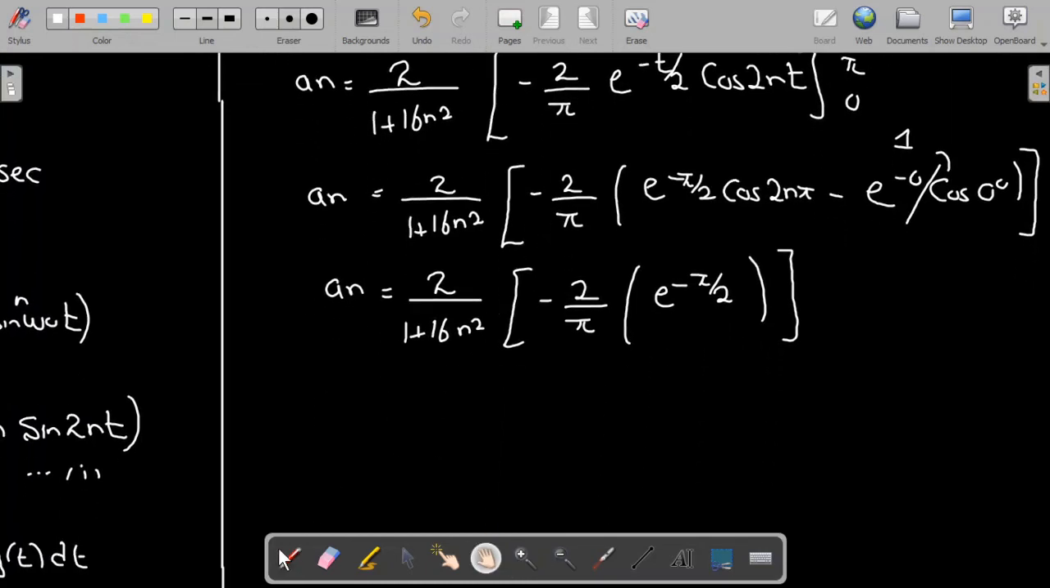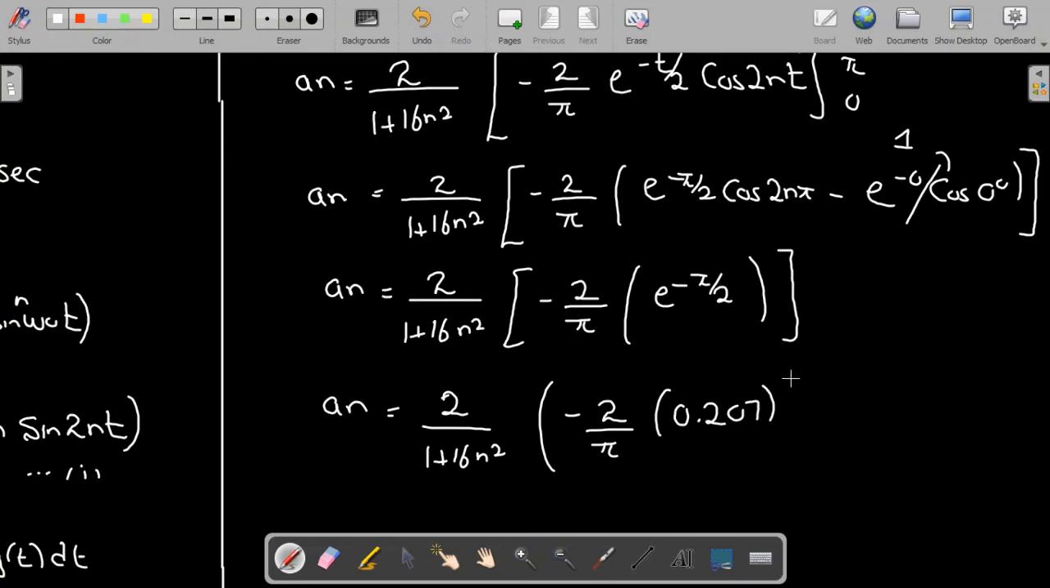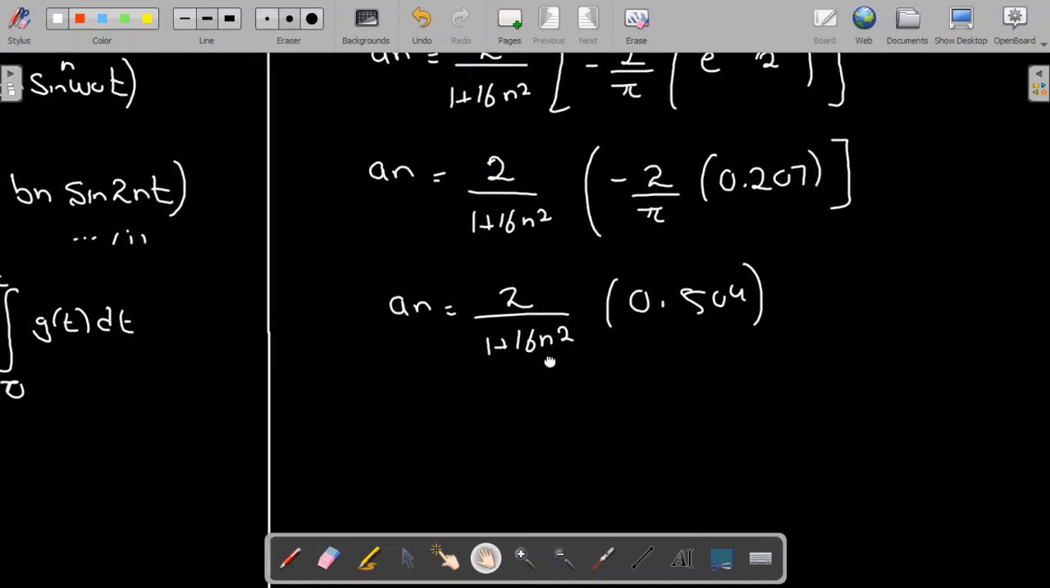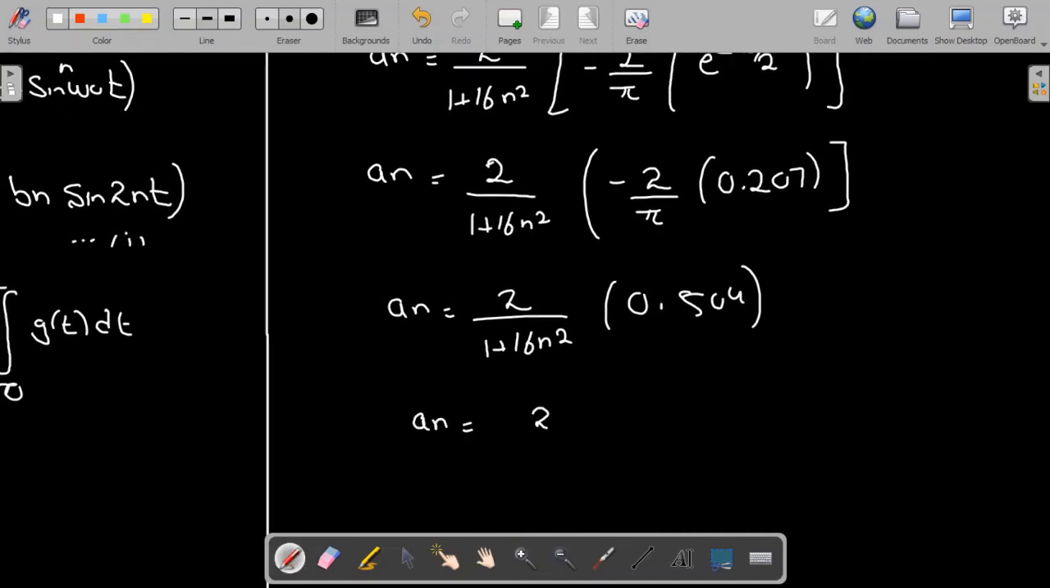So now we are going to solve this. An is going to be equal to 2 divided by 1 plus 16n square into minus 2 divided by pi into e power minus pi by 2, which is 0.207. Pi is 3.14. Now if you solve this, you are going to get an is equal to 2 divided by 1 plus 16n square into 0.504. So we have solved the an coefficient, and that was equal to an is equal to 2 divided by 1 plus 16n square into 0.504. So let me name it as equation 6.